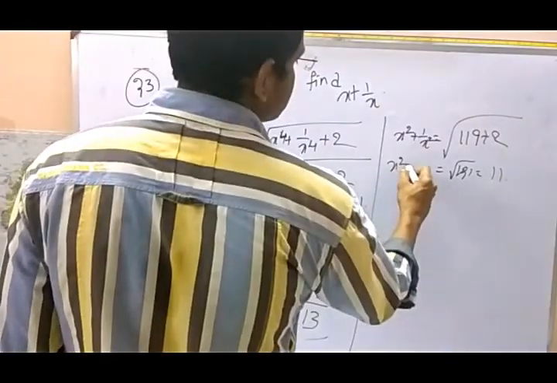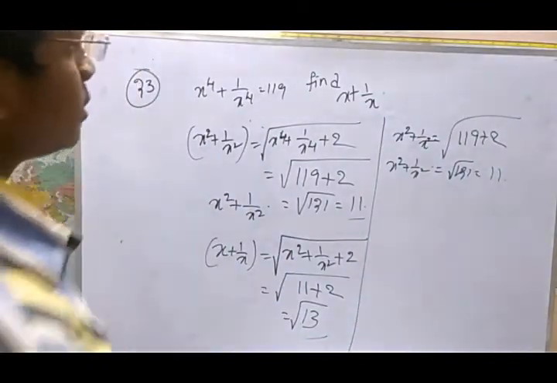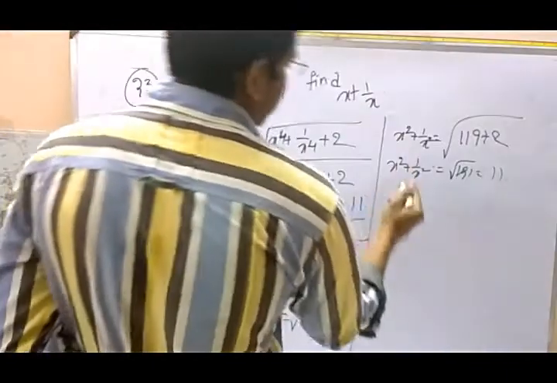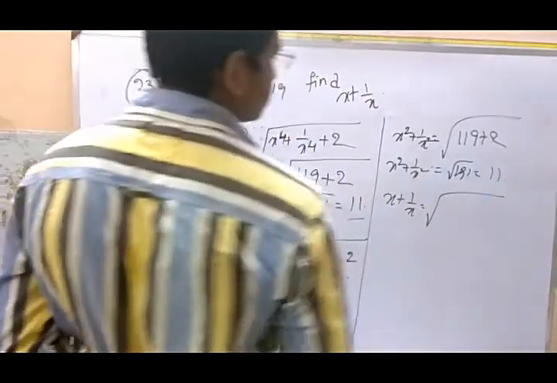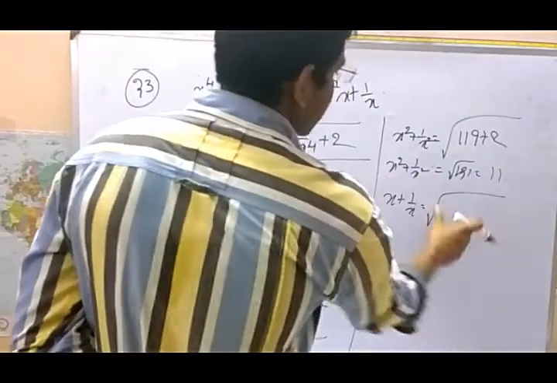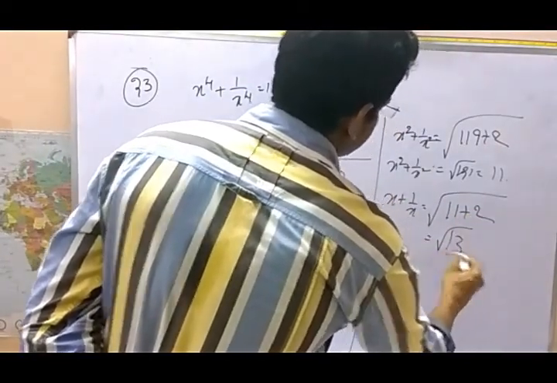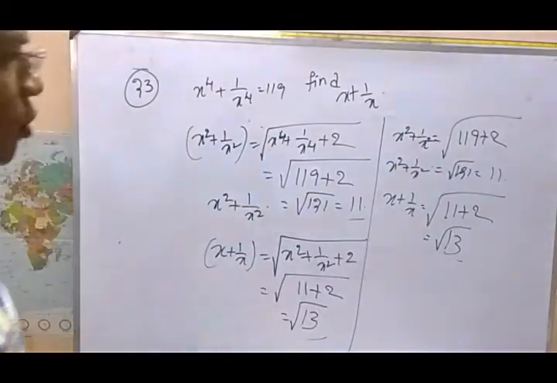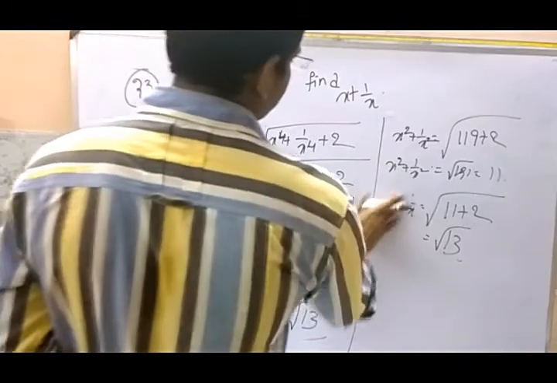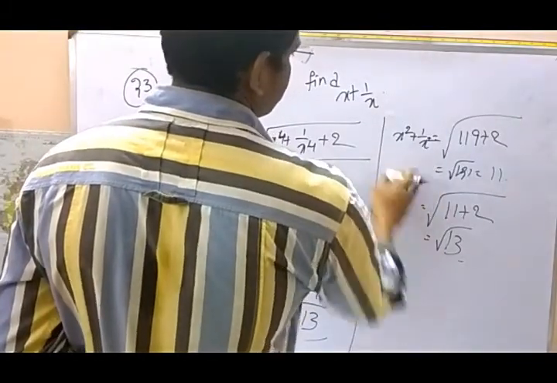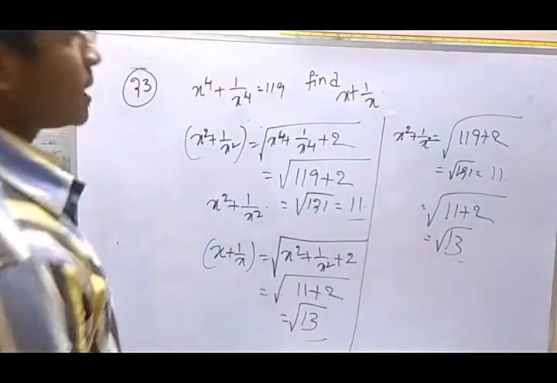So what is this? x square plus 1 by x square. But we require x plus 1 by x. So x plus 1 by x equal to root of, we need to take the same part here, 11 plus 2, root 13. If we do practice, we can just solve like this. We won't use these long steps in the exam. We just write this and this, and the answer. Done. 5 seconds up.